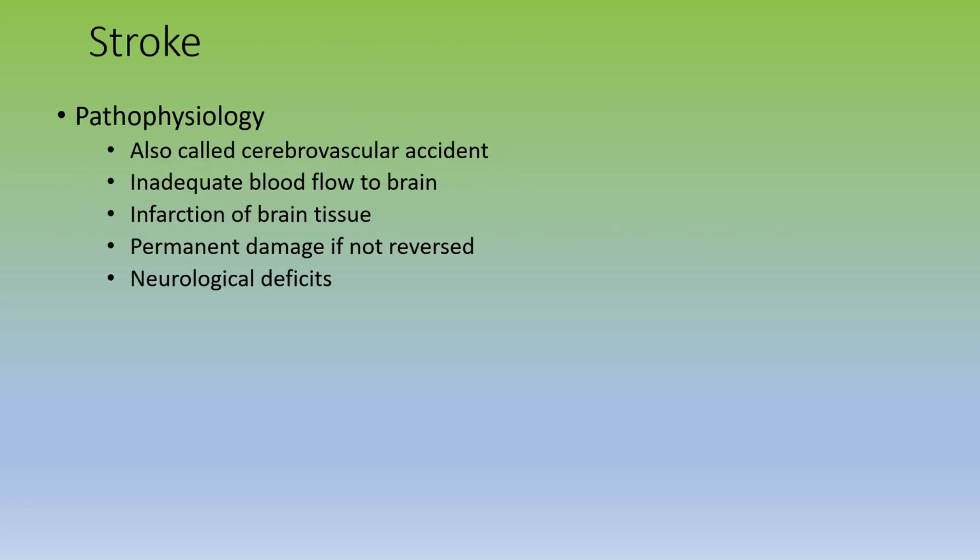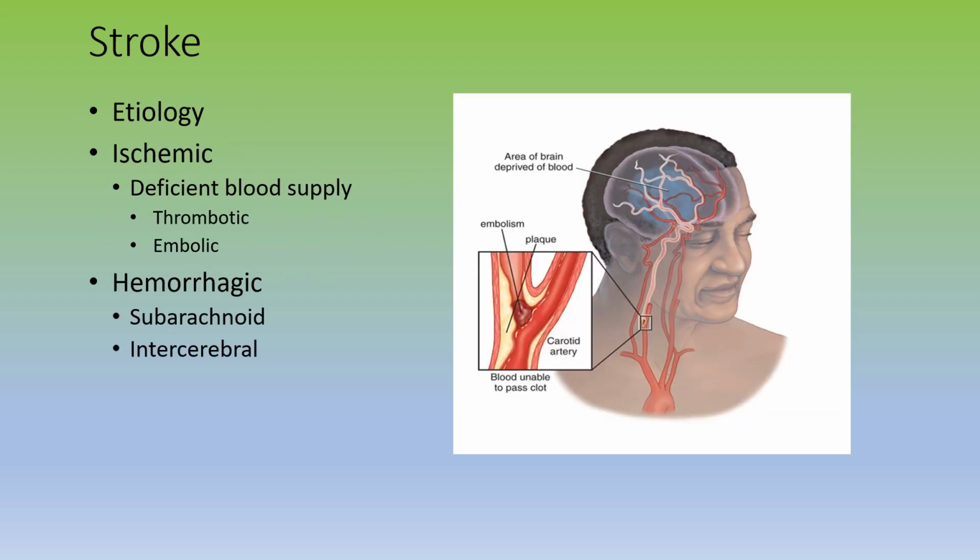So here we are, stroke. Strokes are known as cerebrovascular accidents, or CVA, or brain attacks, which involve a disruption of the cerebral blood flow secondary to ischemia, hemorrhage, or embolism. Strokes can be classified into two main categories: ischemic strokes, which are caused by a blockage of an artery, and hemorrhagic strokes, which are caused by bleeding.